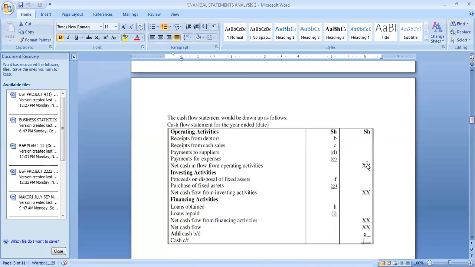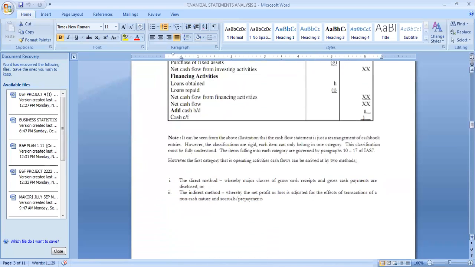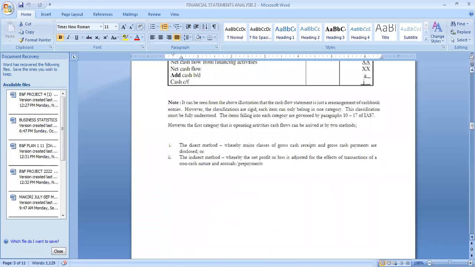So if you add the net cash flow from operating plus the net cash flow from investing plus the net cash flow from financing, you will get this, which is known as the net cash flow for that particular period. So what you also need to understand is these terminologies that are used here, because that is what they will ask you, but they will not ask you to prepare the cash flow statement itself.